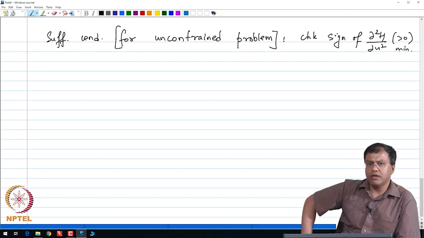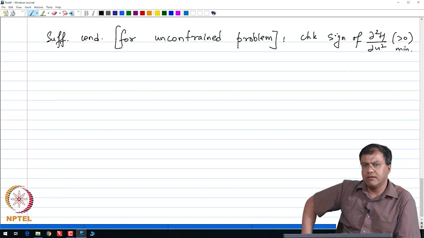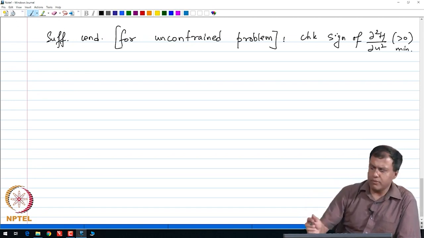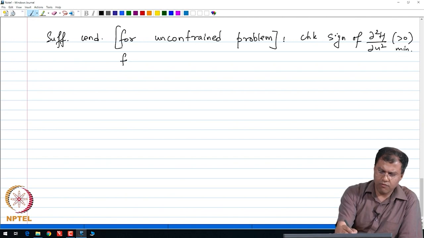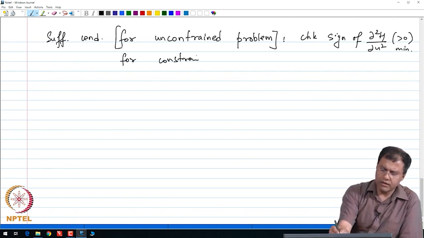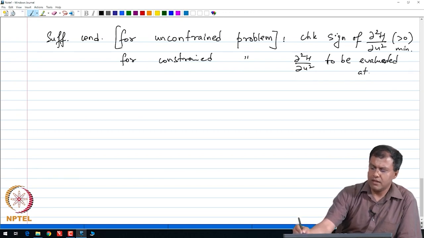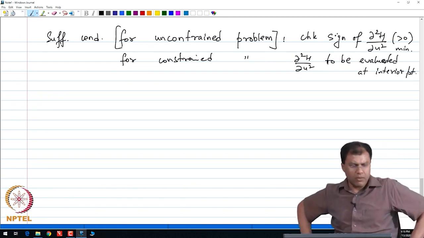If u is found in the interior of the boundary, we can still take this second derivative, otherwise we will have to again resort to the Pontryagin function. At the boundary values, these derivatives are not available, and these are not to be evaluated, right. So, these are only to be evaluated for the constrained problem, the second partial derivative to be evaluated at interior points. Okay. We cannot justify the second derivative for the boundary points. Okay.